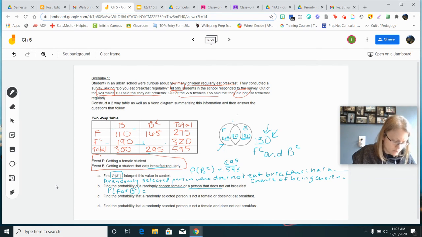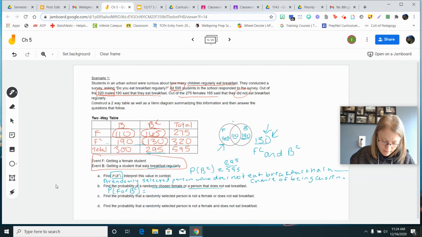I should have 130. Okay, so I have event F, which is all of my females. So anyone that's a female is what I want. That can be these people, and that can be these people, or does not eat breakfast. So I can also have a male that doesn't eat breakfast, because I just want anyone that fits into either camp, and I just want to make sure I don't double count. So here, I also have the 130 males that don't eat breakfast.